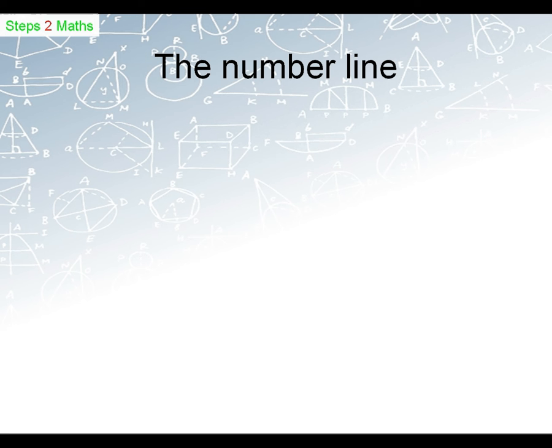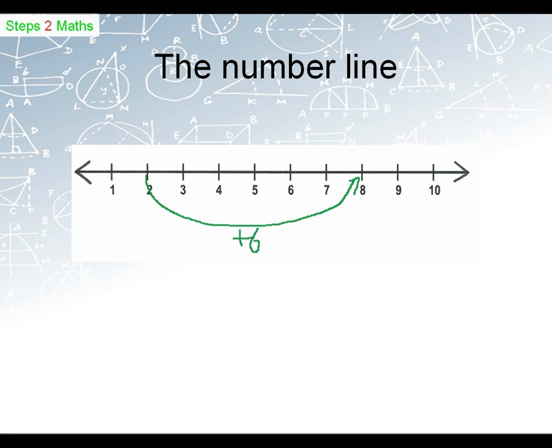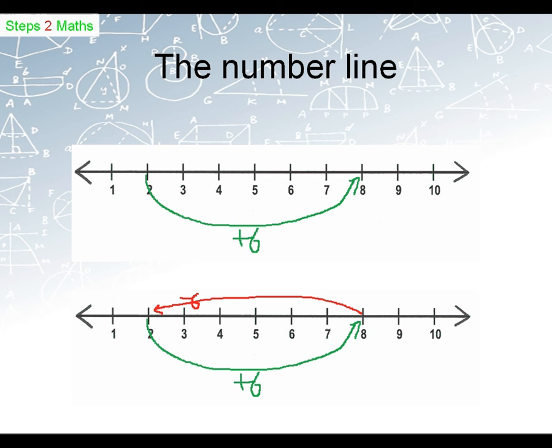So let's first of all have a look at the number line. If we look at the number line, we're looking at the counting numbers here, the natural numbers or the set of natural numbers. So we're looking at the numbers 1, 2, 3, 4, 5 and so on all the way up. So let's say we start at the number 2 and add 6. Let's have a look at what subtraction might do to that. So if we start at the number 2 and add 6 and then subtract 6, we end up back where we started.